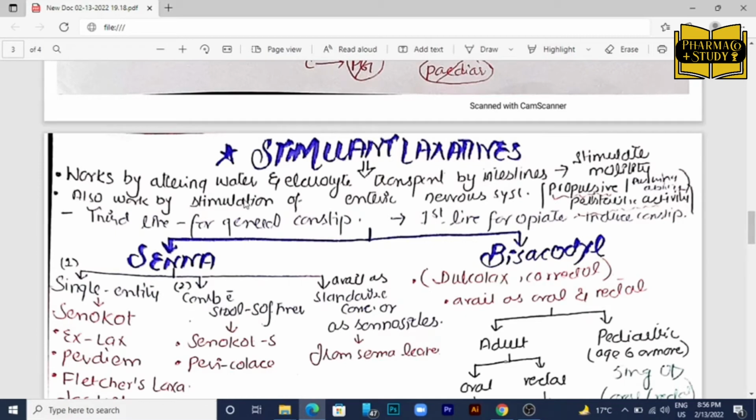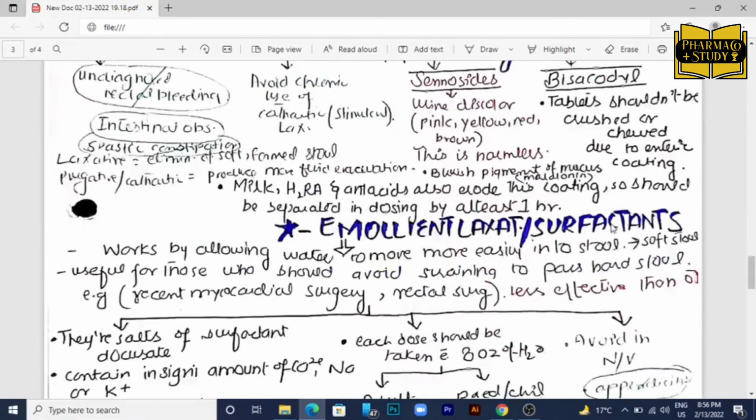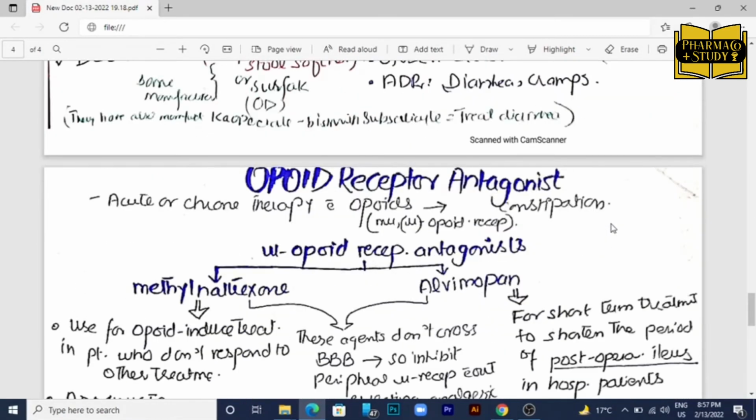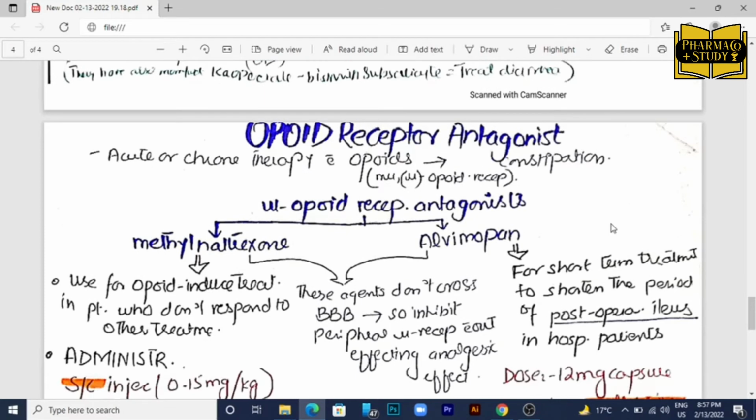Now, as we have seen that this is written, that stimulant laxative is the third line for the general constipation. However, it is first line for the opioid induced constipation. So similar is the case. The first line is the stimulant laxative. When the patient does not respond to this therapy, you should go for the opioid receptor antagonist. Okay, so if the person is having the opioid therapy as well as constipation, first you will go for the stimulant laxative. If the patient does not respond to this treatment, go for the opioid receptor antagonist.